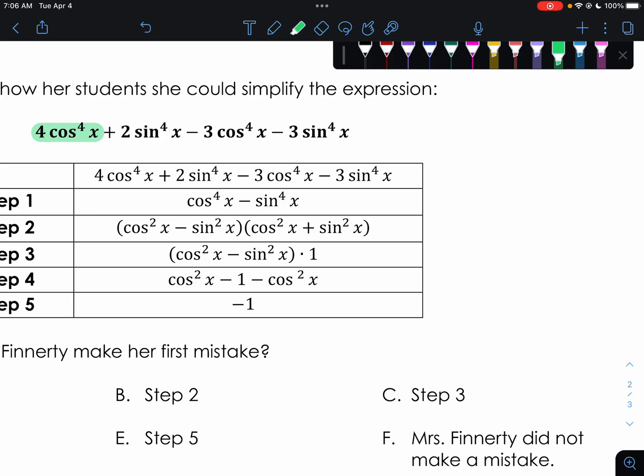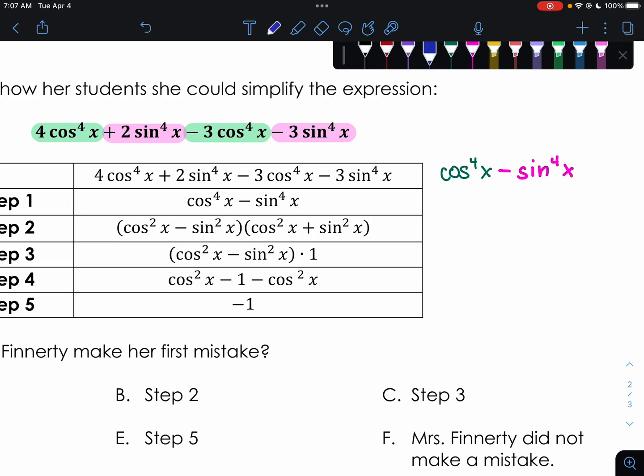I have a 4 cosine to the 4th power of x, and I have a -3 cosine to the 4th power of x. When I combine those like terms, 4 minus 3 is 1, so it just leaves me with cosine to the 4th of x. Next, I simplify the other like terms I see. I have 2 sine to the 4th of x minus 3 sine to the 4th of x. Well, 2 minus 3 is a -1, so I get a negative sine to the 4th of x.